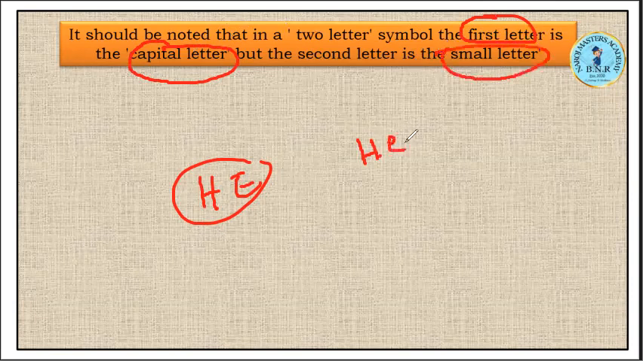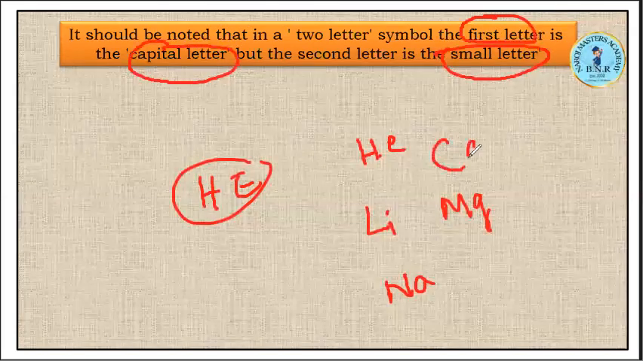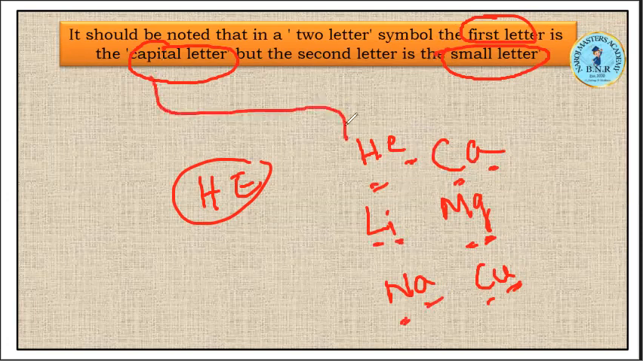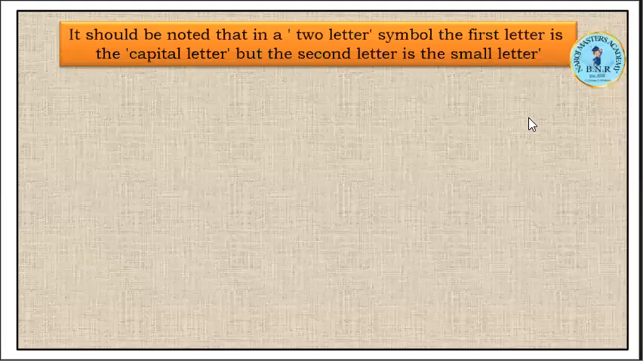Helium, lithium, sodium, magnesium, calcium, copper. If you observe all these, what about the first letter and second letter? First letter, second letter, first, second, first, second, first, second. The first letter is always a capital letter, and the second letter is always a small letter. Very, very important as well. Remember this point. Now note down all this.